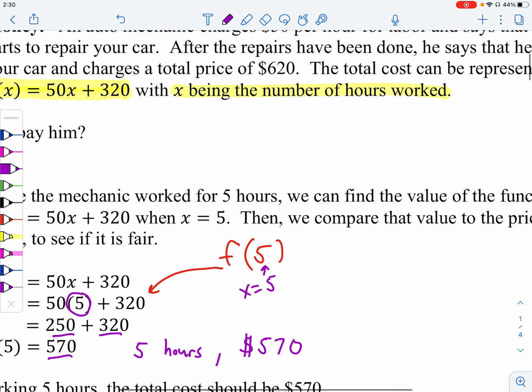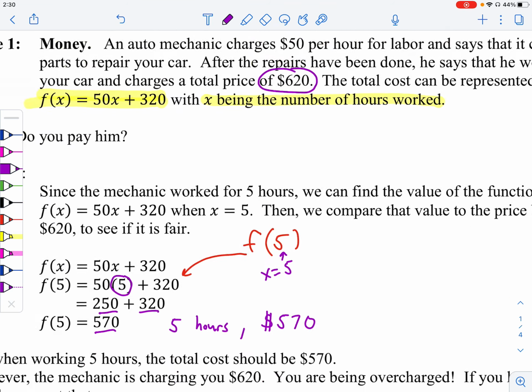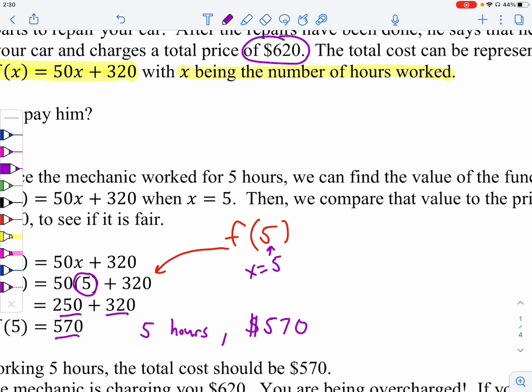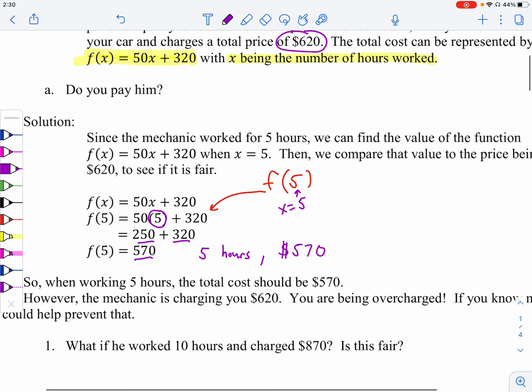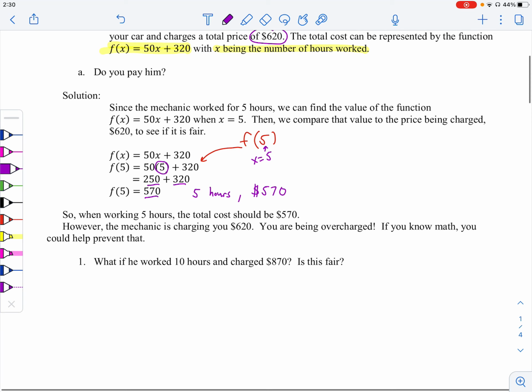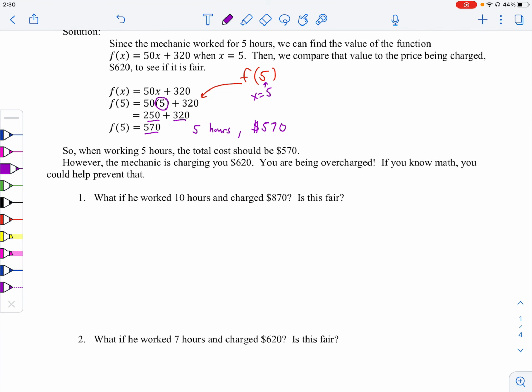You look at what he charged. He charges you a total price of $620. Does that make sense? No. It should cost 570, but he's charging you 620. So he's charging you $50 more than what it should be. This is unfair. You're getting overcharged.